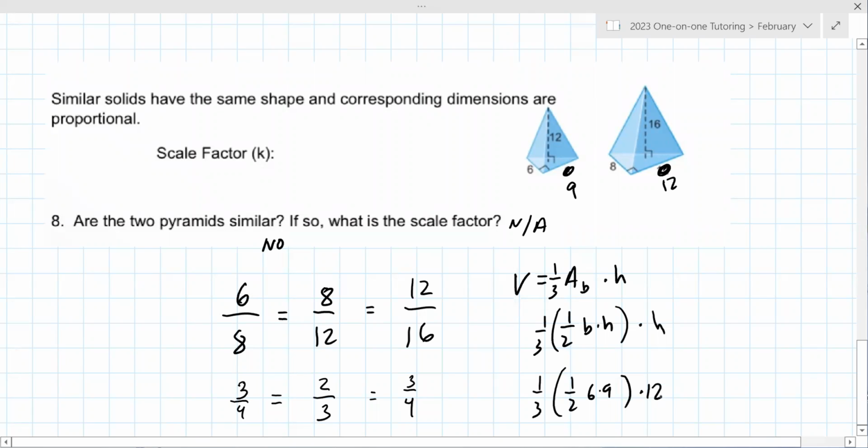Okay. So first I would do 6 times 9, which would leave me 54. I cut that in half, which would leave me with 27. And I do 27 divided by 3, which would leave me with 9. And I do 9 times 12, which would leave me with, I believe, 108. Yes, so 108. Okay, very good.